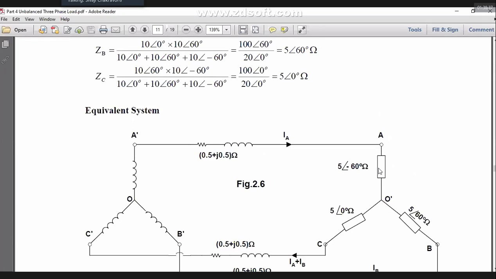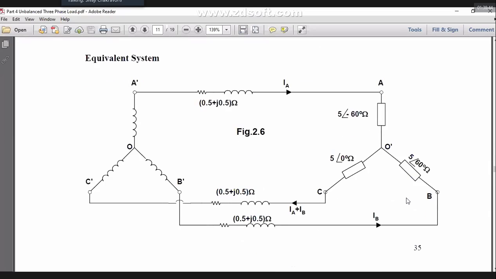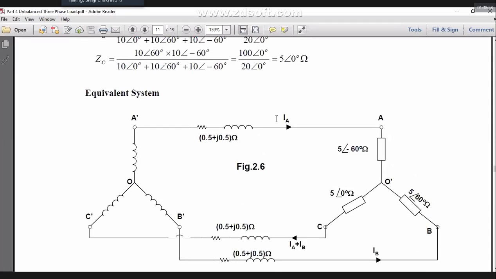And the answer is nobody told me. I just assumed it for simplicity. But in a practical case, line impedance is not 0. It is not high either. So I have taken a practical value here. And line impedance is mostly R plus L.